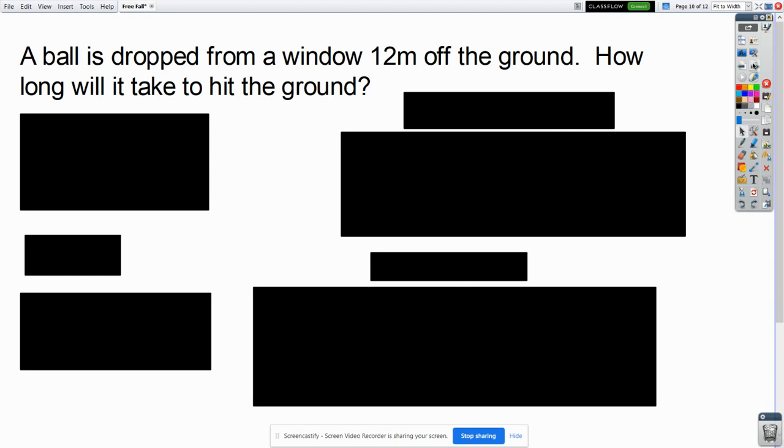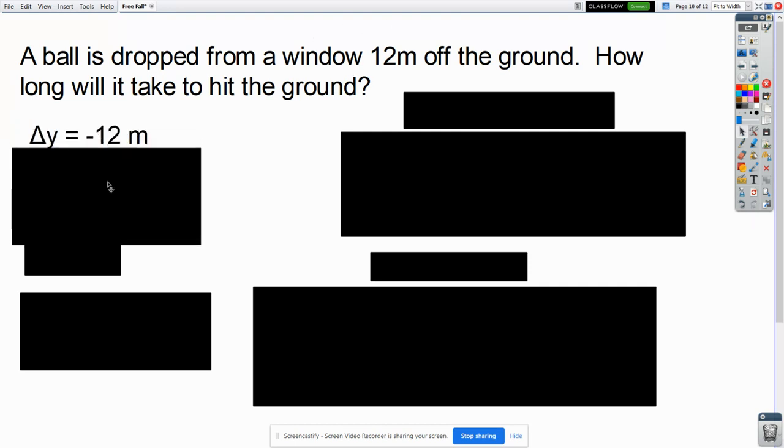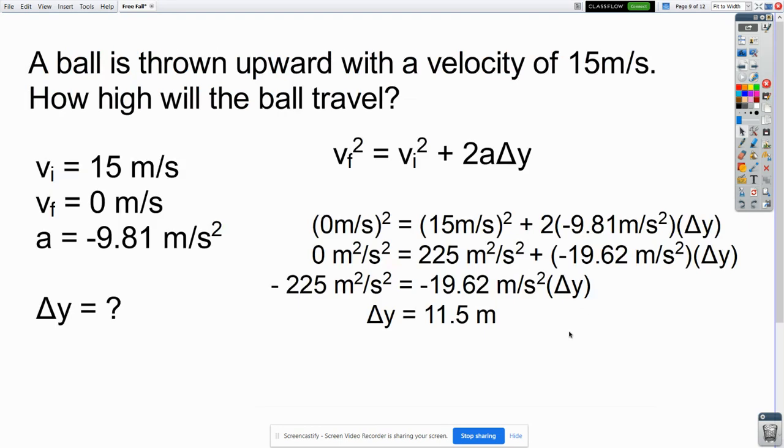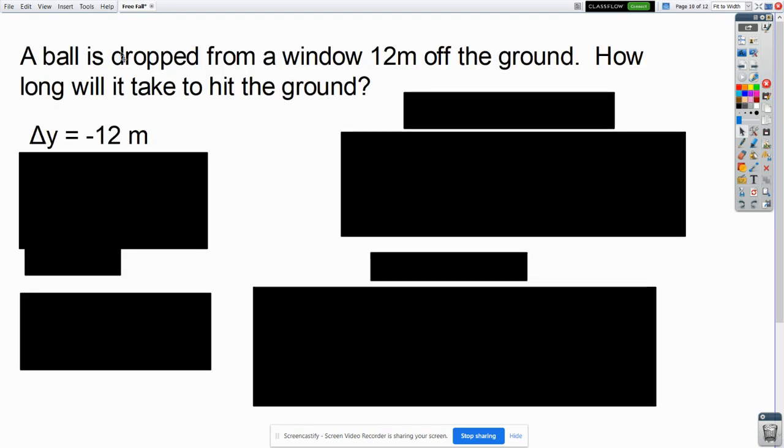Let's take a look at some tricks and twists to this. Similar to what happened with kinematics and horizontal motion, a lot more hidden numbers. Drop from a window that is 12 meters up, that is our delta y. And since it will be dropped, we know its motion is going to be negative. It's going to be downward, so it's negative 12 meters. We're going down. We had a positive delta y over here because we were going up. Dropped is going down, so we have a negative delta y here.